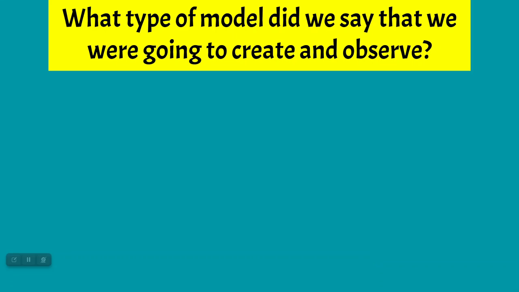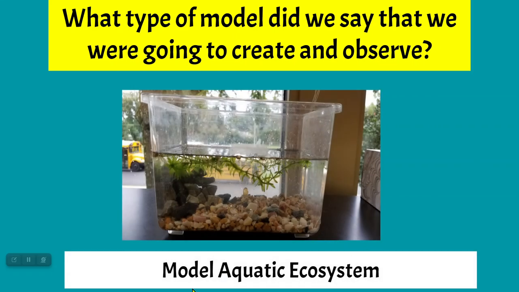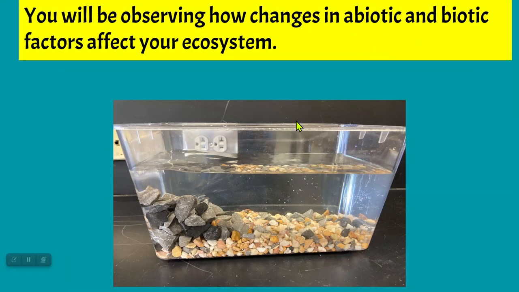So what type of model did we say we were going to create and observe in class? We said it would be a model aquatic ecosystem. And eventually this is what our ecosystem will look like, and then we will have more things in it too. But today, it actually doesn't even have plants. Today, this is what our model ecosystems look like.